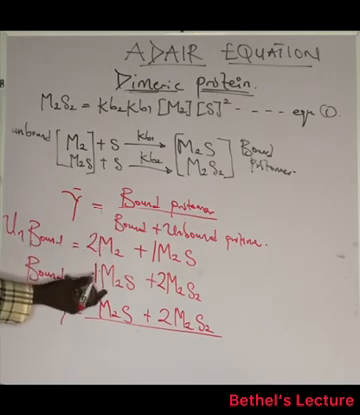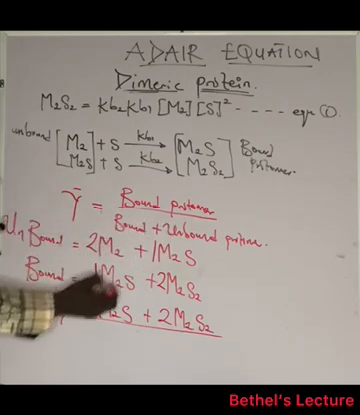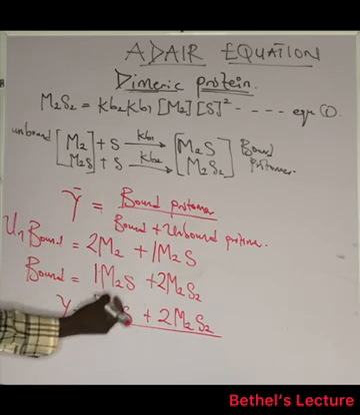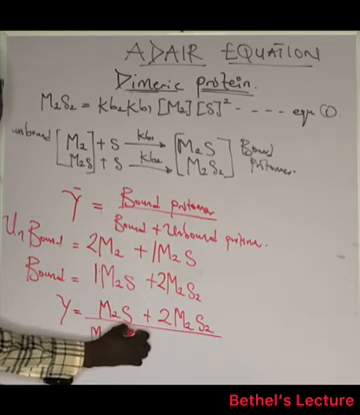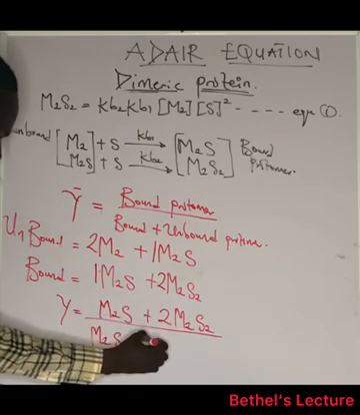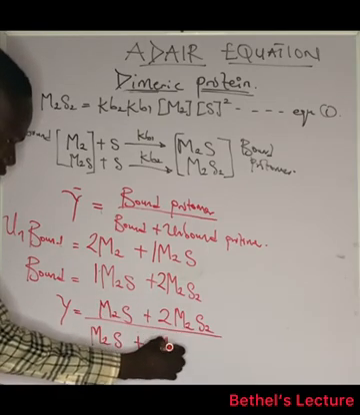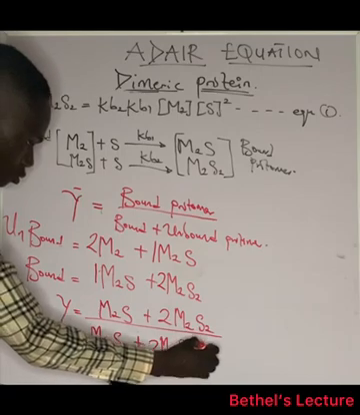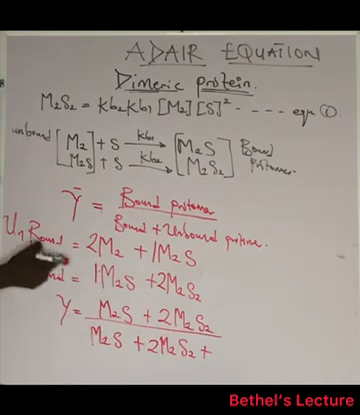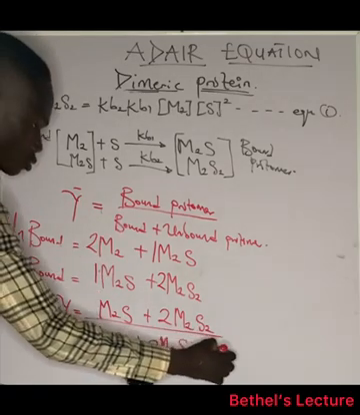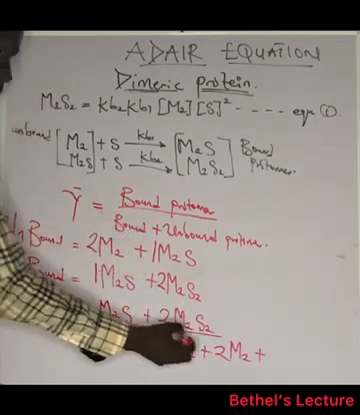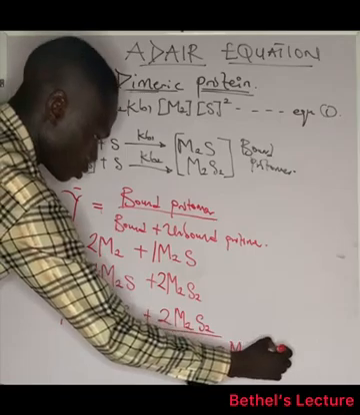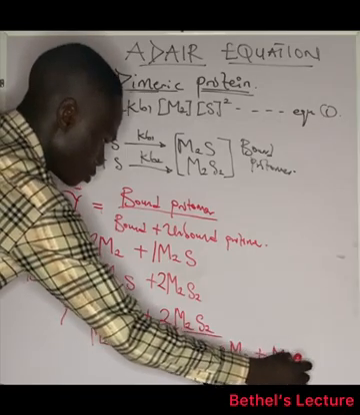We need to add this a bit. So let me take the unbound first. Or let's take the bound and this will be. These are the bound, right? So M2S plus 2 M2S2 plus, let's come to the unbound now, plus 2 M2 plus this last one, M2.